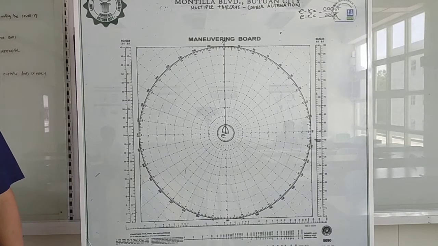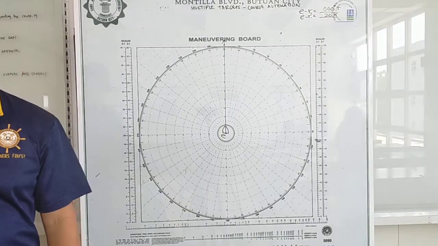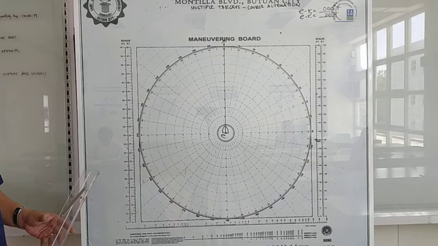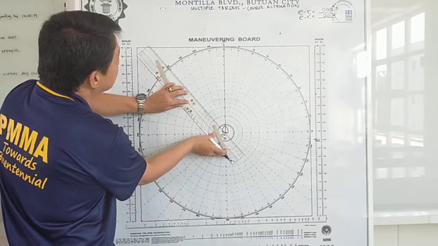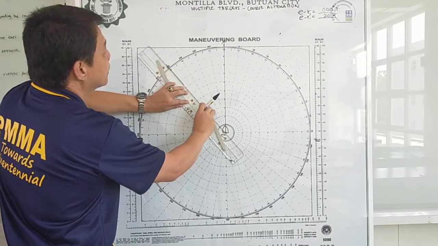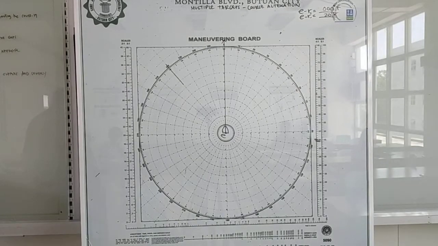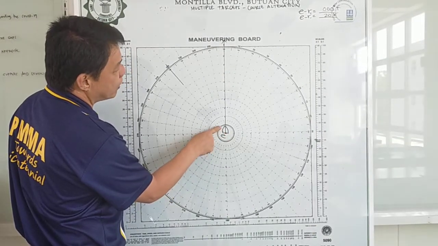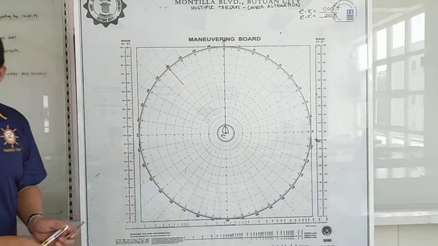The next given here, we have two targets, target A and target B. So for target A, the bearing is 320. At 10:30, the bearing is 320. So you plot 320. Okay? So 320, the distance is 10 nautical miles. You will just count here. So 1, 2, 3, 4, 5, 6, 7, 8, 9, 10. That is 10 nautical miles.